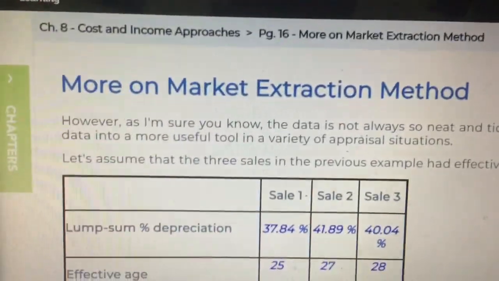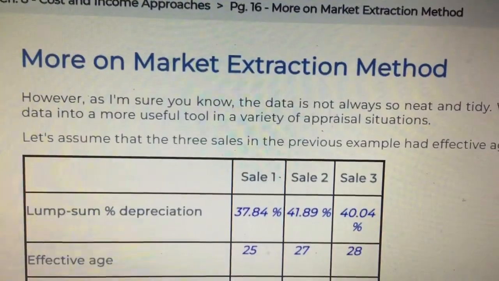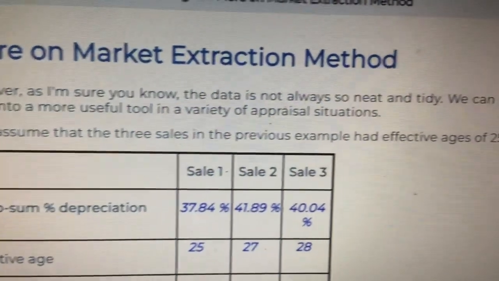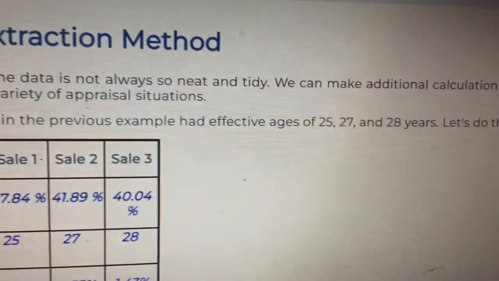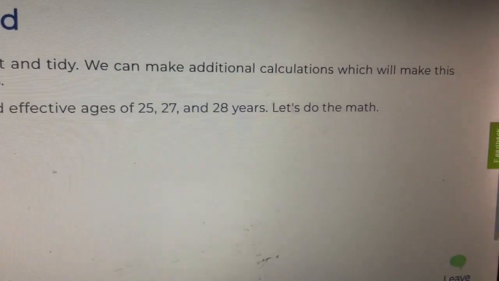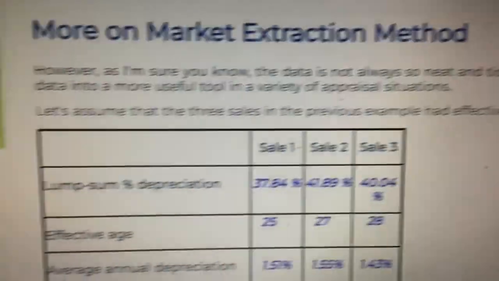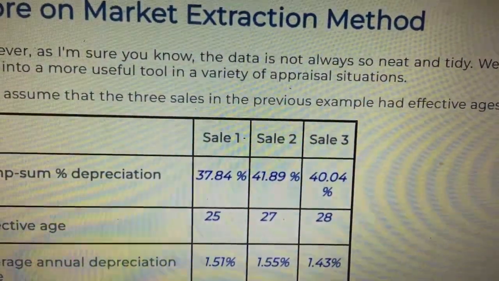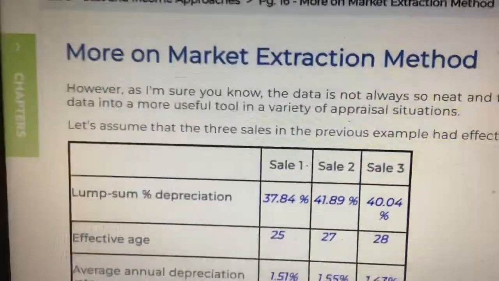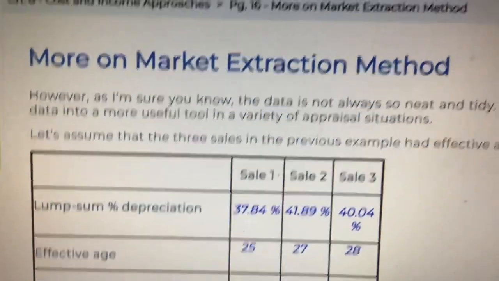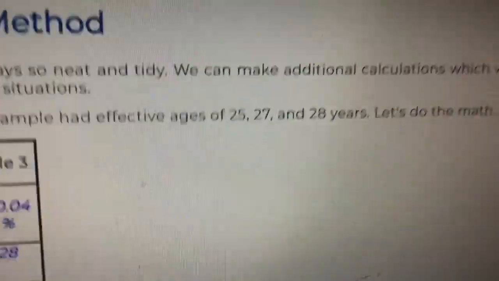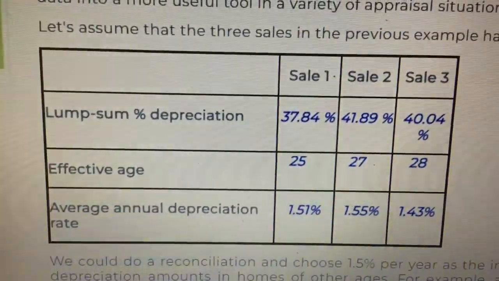Page 16. More on market extraction method. However, as I'm sure you know, the data is not always so neat and tidy. We can make additional calculations which will make this data into a more useful tool in a variety of appraisal situations. Let's assume that the 3 sales in the previous example had effective ages of 25, 27, and 28 years. Let's do the math. Here's the grid.